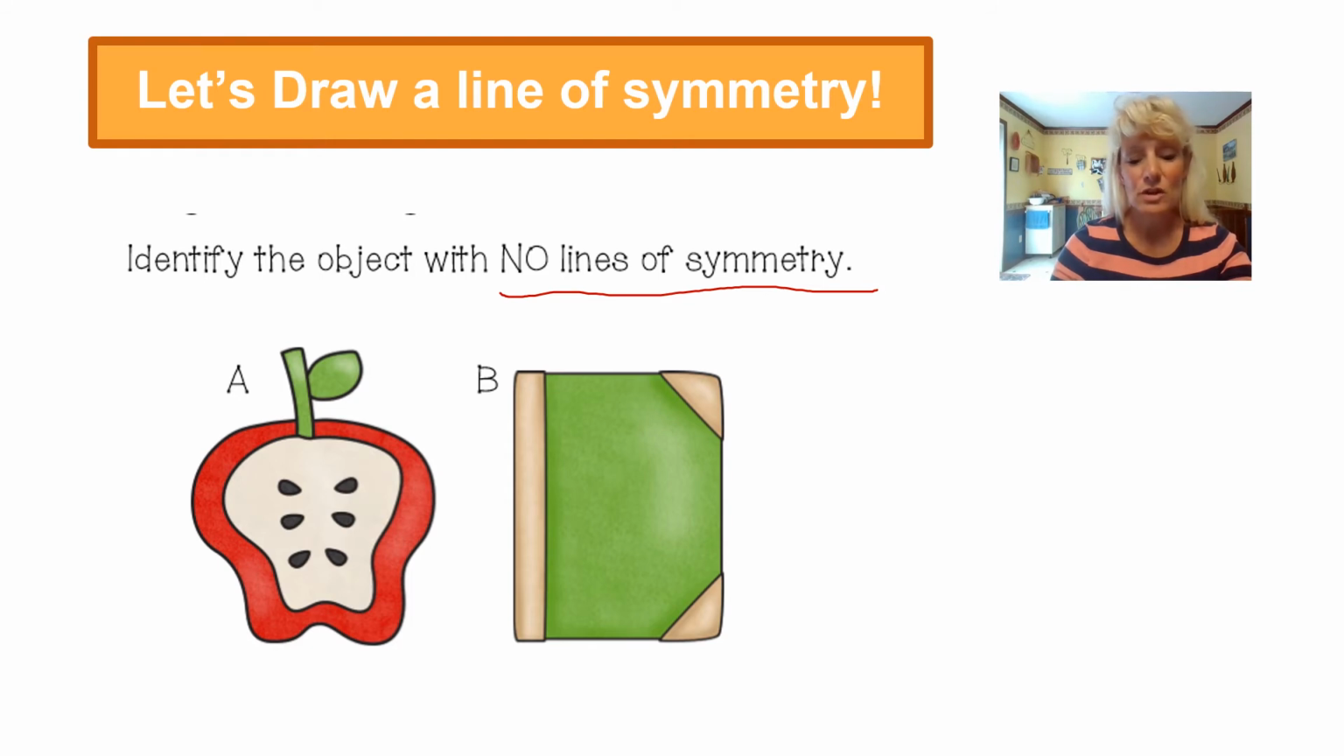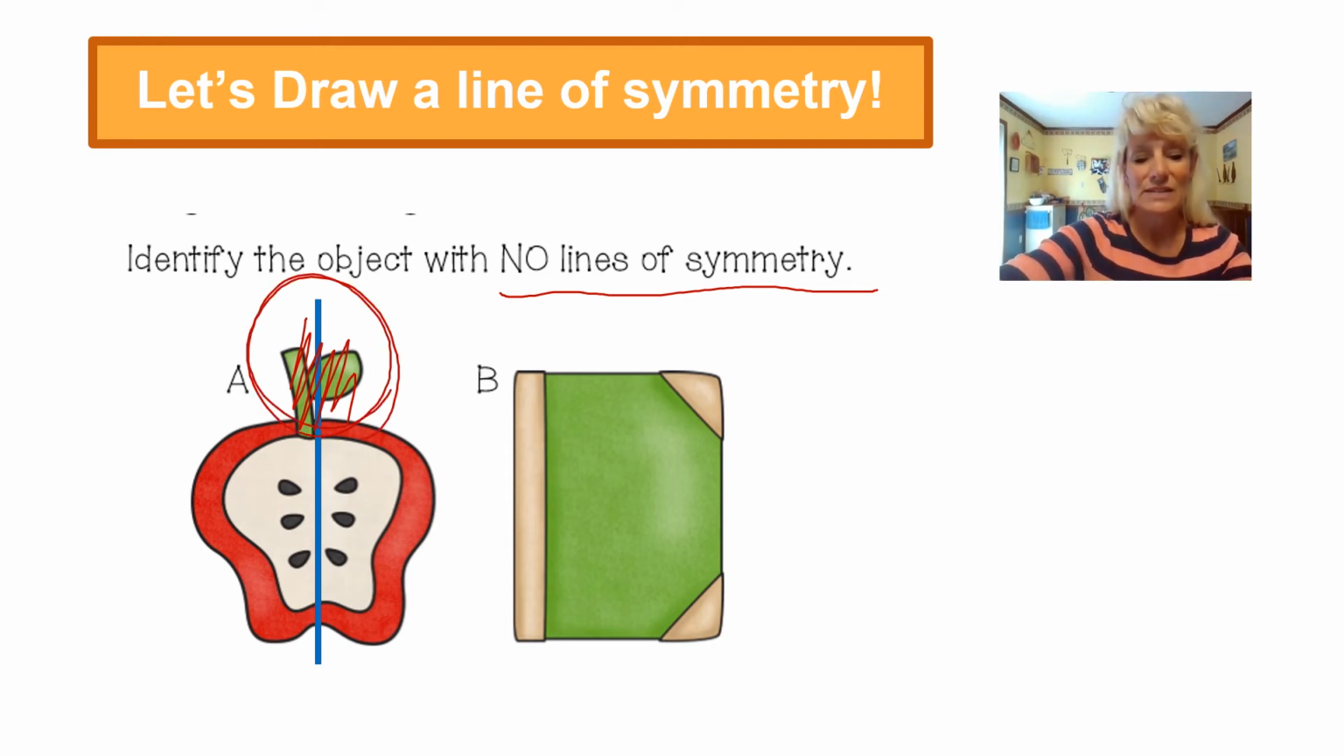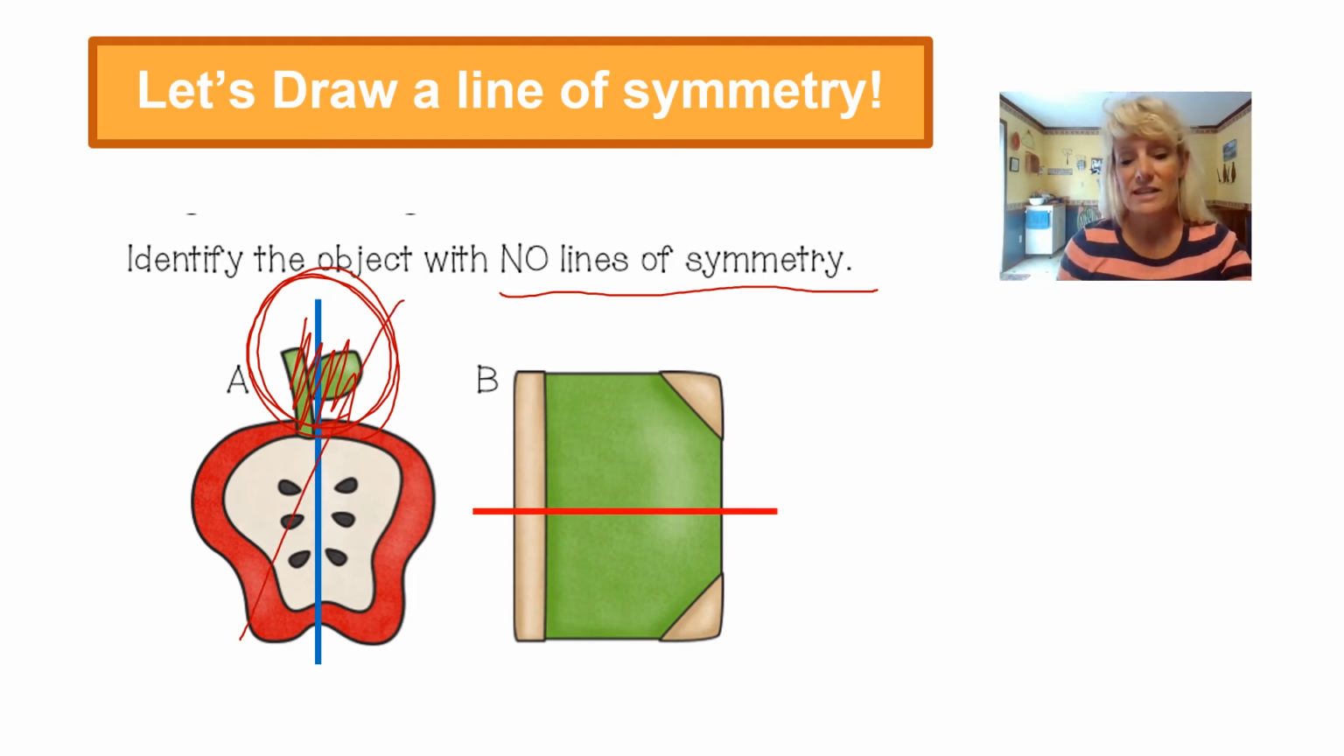Okay, first of all, I'm going to try to draw a line of symmetry in A. Well, from the bottom, if I didn't have this, it looks like maybe my apple is the same on both sides. But because I have that leaf up there, I don't have a leaf on both sides. So this is not a line of symmetry. The other side, this is a line of symmetry because it matches from the top to the bottom.